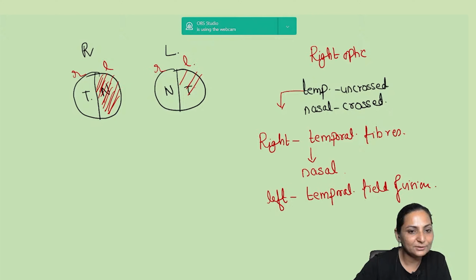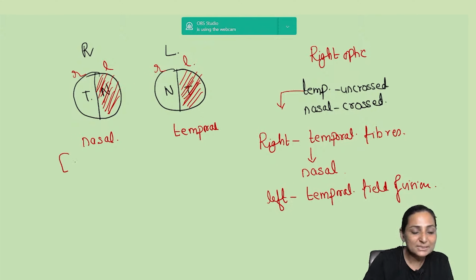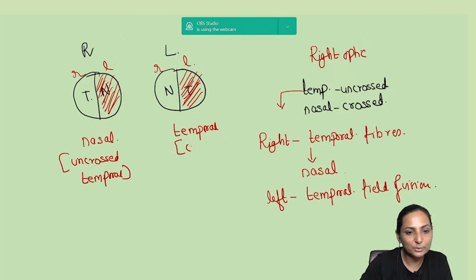It is nasal on one side and temporal on the other, because here the fibers which were involved were the uncrossed temporal fibers, and here the fibers which were involved were the crossed nasal fibers. And we have learned that if nasal fibers are lost, temporal vision is affected. If the temporal fibers are lost, the nasal field is affected, right? Now you can see that the defect in the field of vision is different, nasal and temporal.